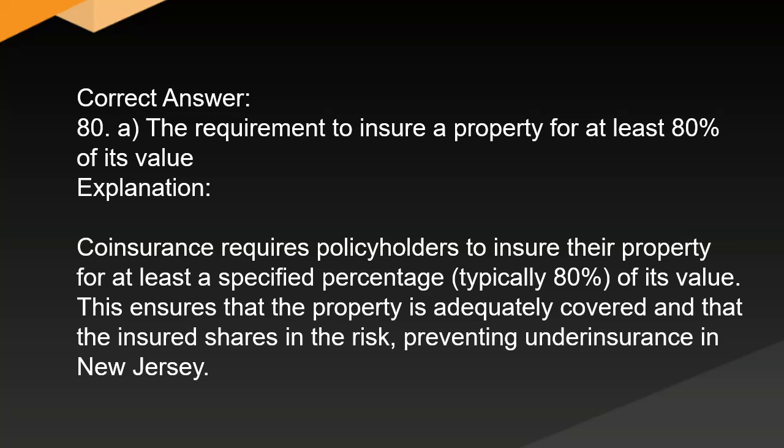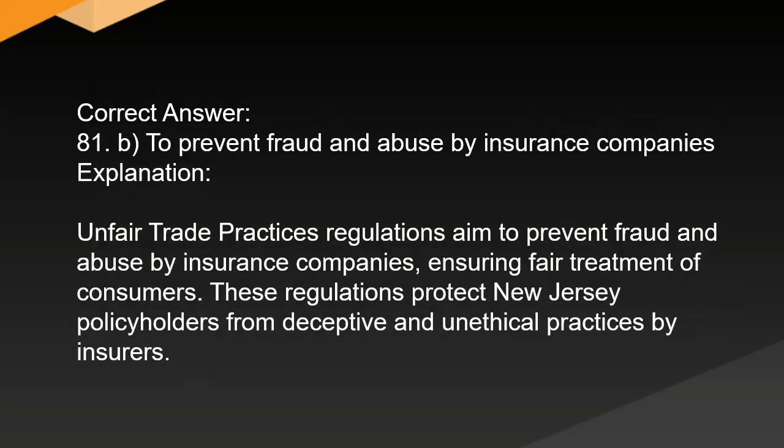Correct answer. A. The requirement to insure a property for at least 80% of its value. Explanation. Coinsurance requires policyholders to insure their property for at least a specified percentage, typically 80% of its value. This ensures that the property is adequately covered and that the insured shares in the risk, preventing underinsurance in New Jersey.